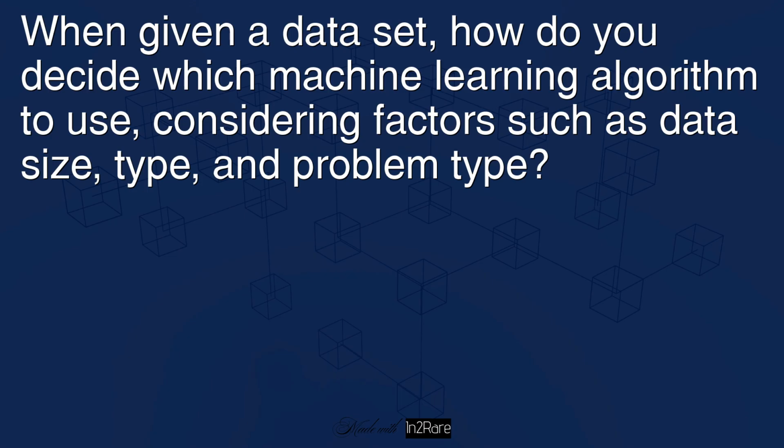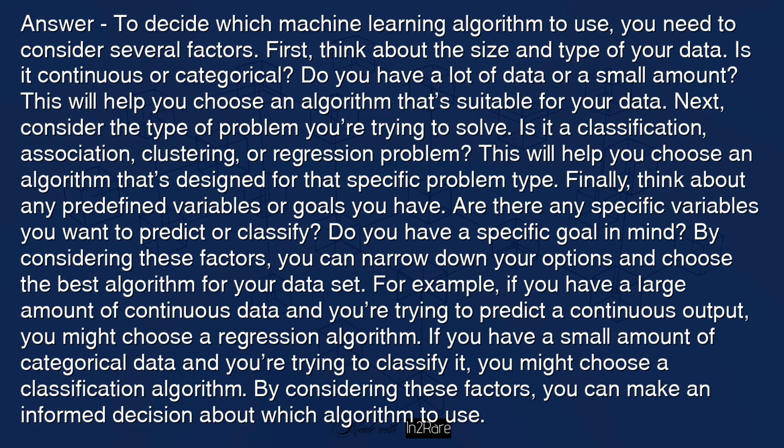When given a data set, how do you decide which machine learning algorithm to use, considering factors such as data size, type, and problem type? Answer: to decide which machine learning algorithm to use, you need to consider several factors. First, think about the size and type of your data. Is it continuous or categorical? Do you have a lot of data or a small amount? This will help you choose an algorithm that's suitable for your data.